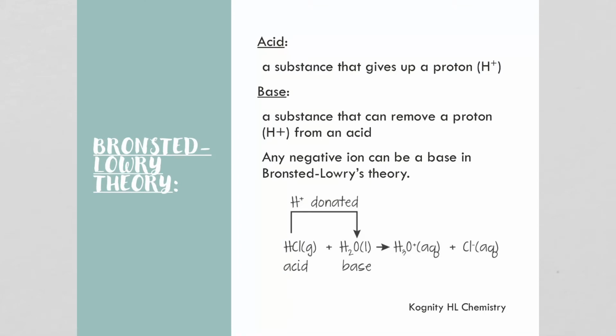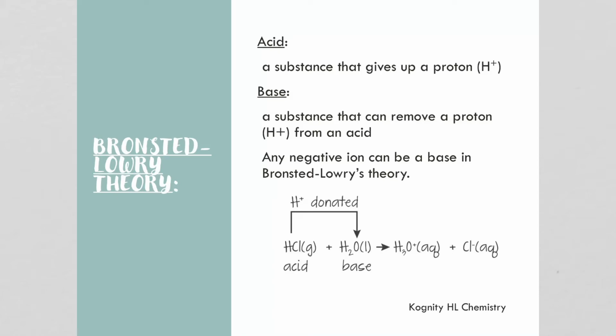So the Bronsted-Lowry theory of acids and bases is the one that we're going to be talking about. An acid can be defined as a substance that gives up a proton, so H+, and a base is a substance that can remove a proton from an acid. So any negative ion can be a base in Bronsted-Lowry's theory.